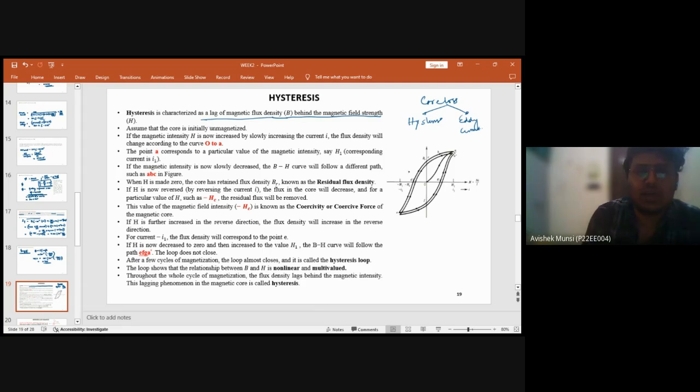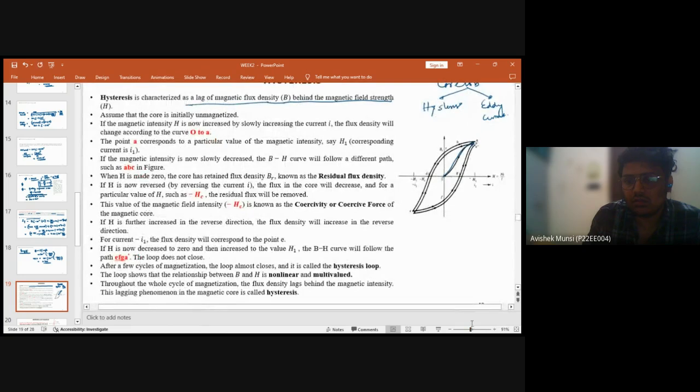So if you see in this curve, when the magnetic intensity H is increasing, the flux density is increasing from 0 to A. But after a certain time, when it reaches point A, the magnetic field intensity slowly starts to decrease along the path ABC. So if you zoom in, it is decreasing through ABC. Right?